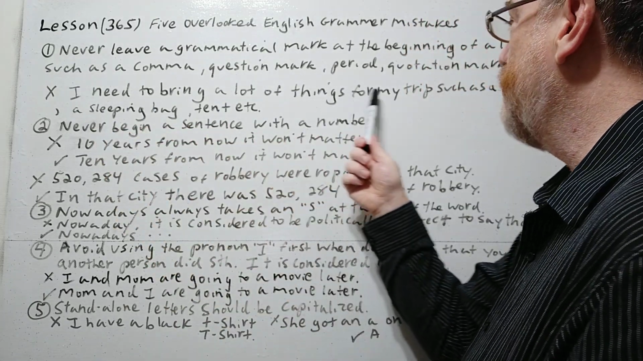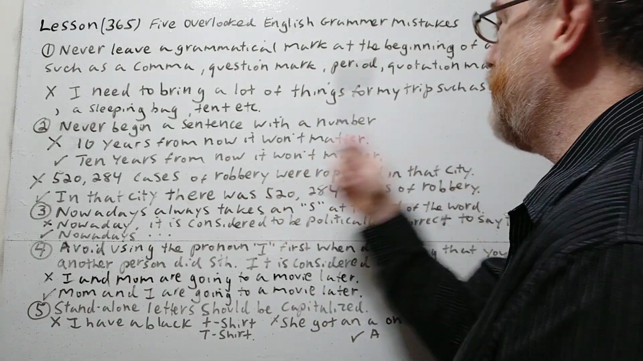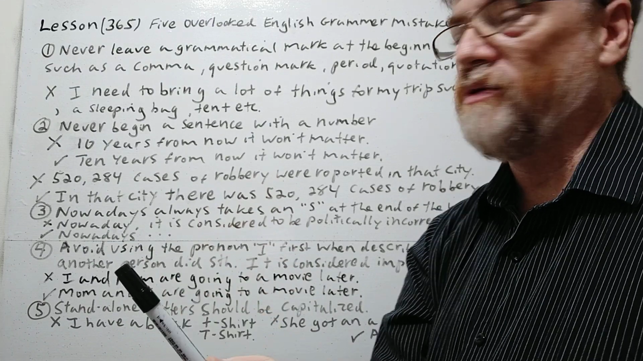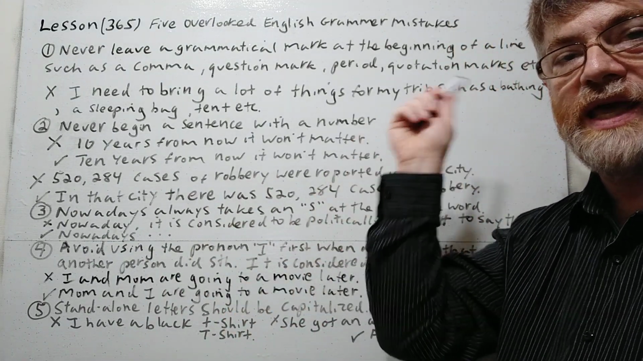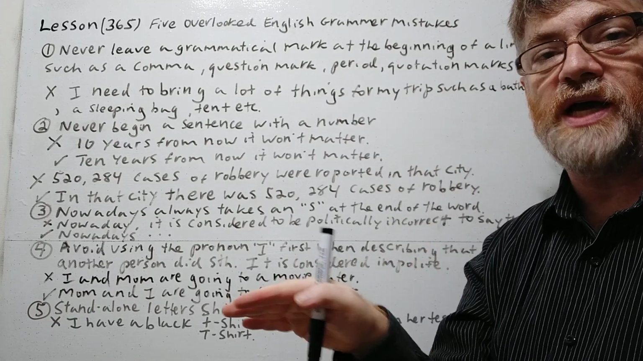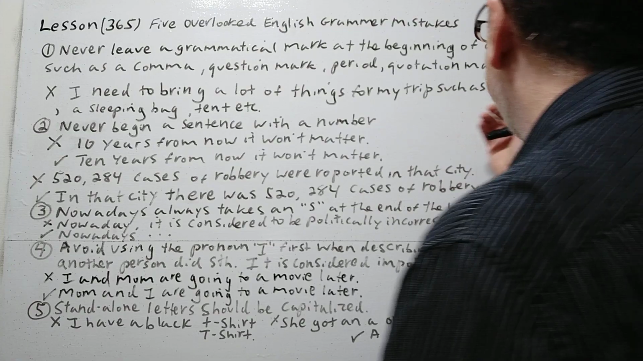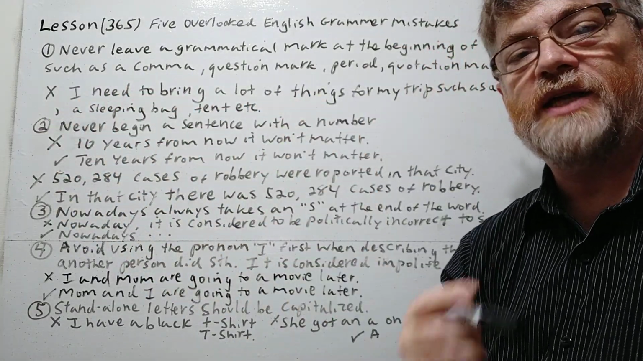So here is the first example. I need to bring a lot of things for my trip, such as a bathing suit. And you see, in this case, they put the comma at the beginning of the line. You never do that. You must put it right at the end of the other line. And if it really can't fit, like if you were typing it out and it didn't have enough space, you have to move the whole word. You'd have to move the word bathing suit to the front here and move everything over. That's what you have to do.